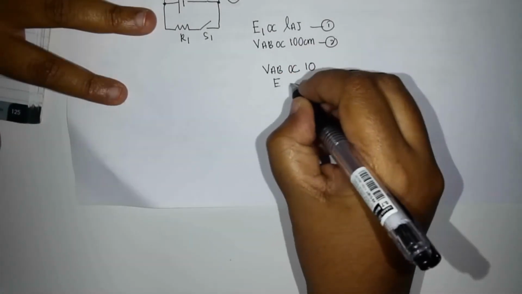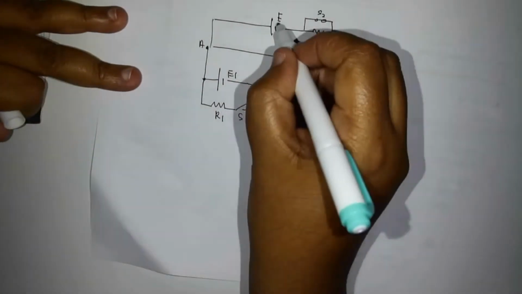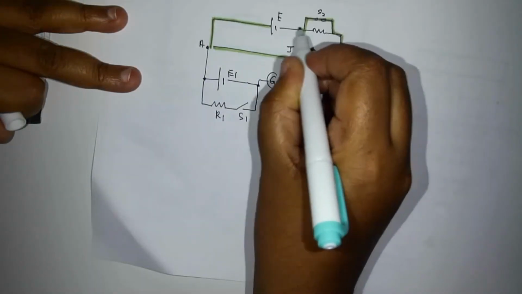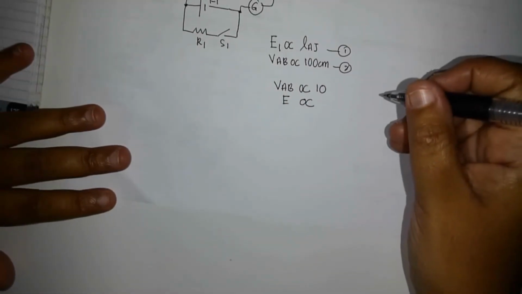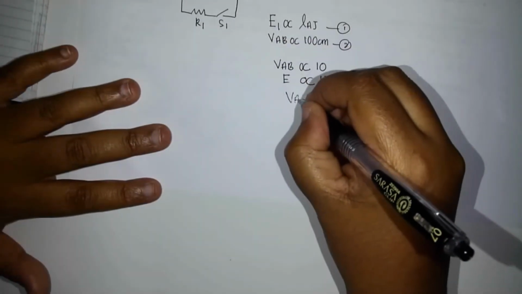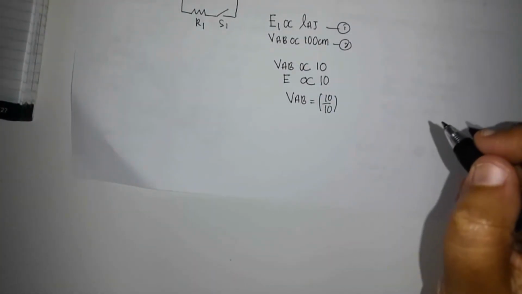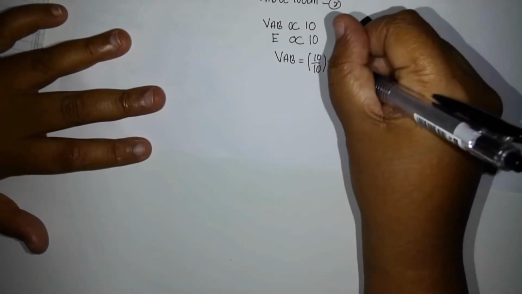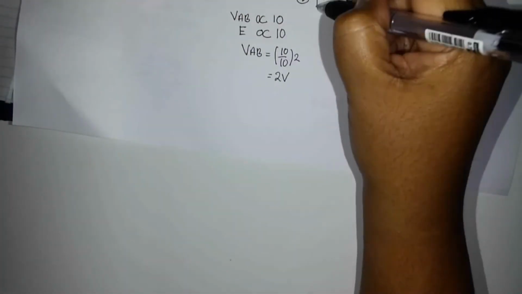And then E is directly proportional. This one is closed, so the current will flow. E is directly proportional to also 10 ohm. So VAB equals 10 over 10 times E. E is 2, so times 2. So we get 2 volt. Then we bring these two together and we solve.